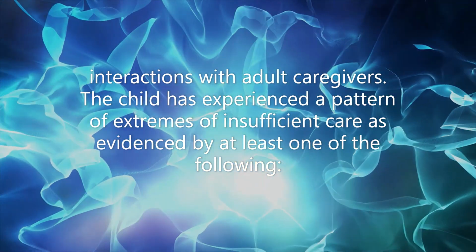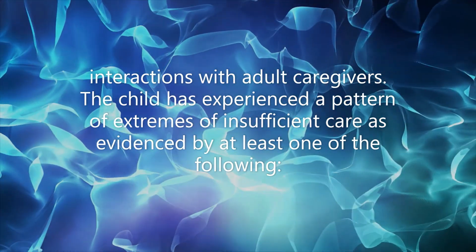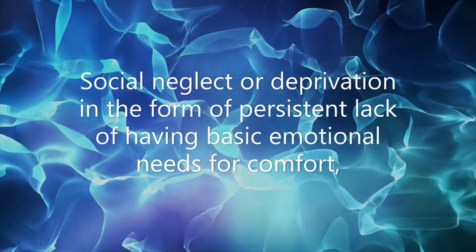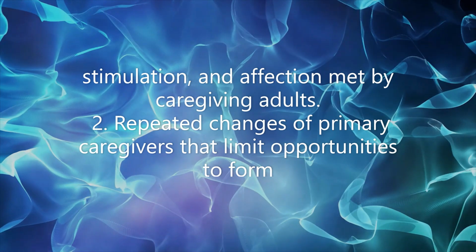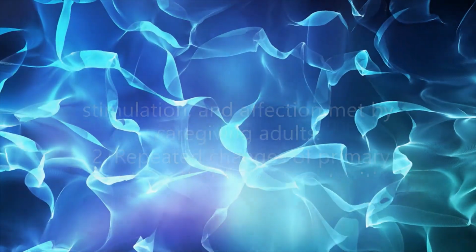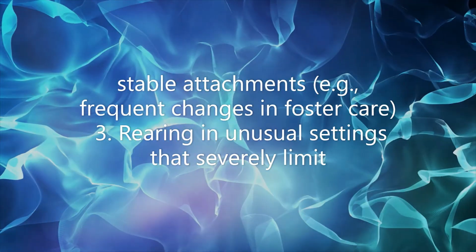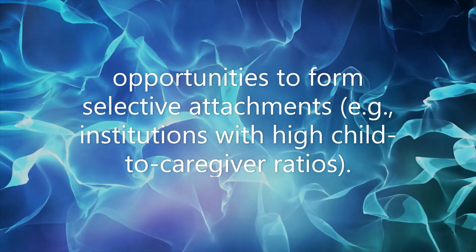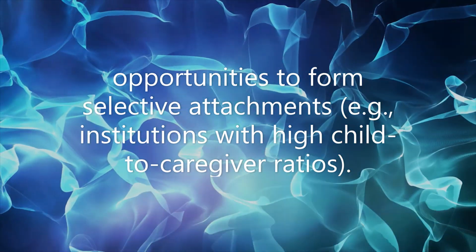The child must have experienced a pattern of extremes of insufficient care, as evidenced by at least one of the following. 1. Social neglect or deprivation in the form of persistent lack of having basic emotional needs for comfort, stimulation, and affection met by caregiving adults. Or 2. Repeated changes of primary caregivers that limit opportunities to form stable attachments, i.e., frequent changes in the foster care system. Or 3. Rearing in unusual settings that severely limit opportunities to form selective attachments, i.e., institutions with high child-to-caregiver ratios. The final 4 criteria are more caveats than actual experiential events.